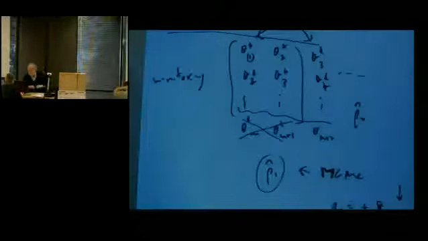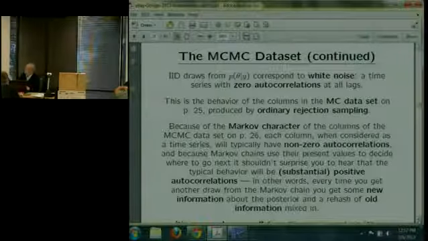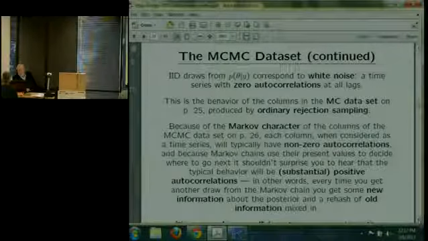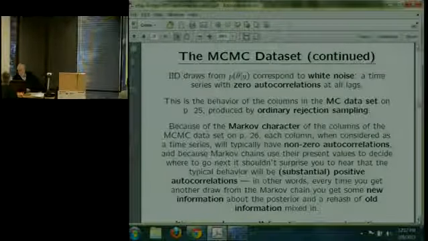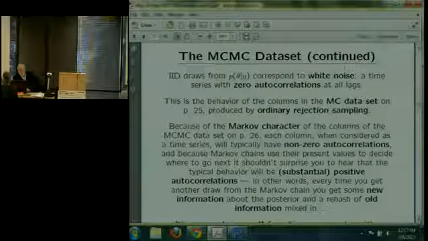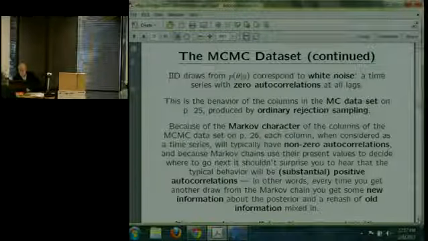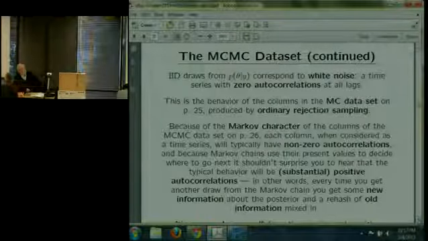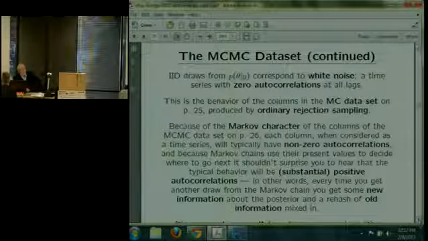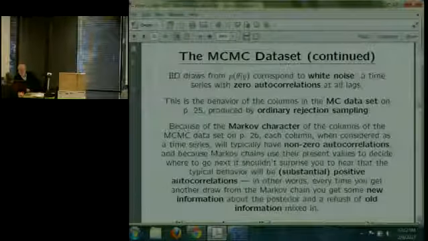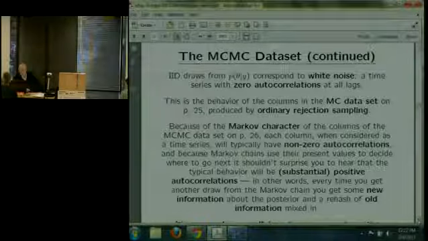So like it says there on the top of this page of the organized notes, IID draws from the posterior correspond to what the time series people call white noise, namely a time series with 0 autocorrelations at all lags. And this is the behavior of the columns of the Monte Carlo data set from IID sampling that is produced by ordinary rejection sampling. But as I mentioned a minute ago, because of the Markov character of the MCMC data set that we looked at before, each column, when considered as a time series, will typically have non-zero autocorrelations.